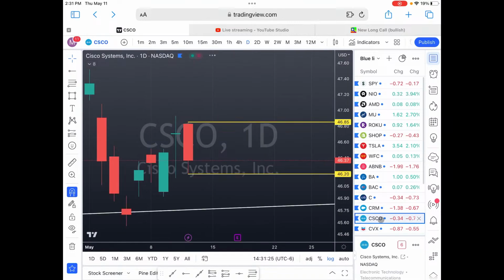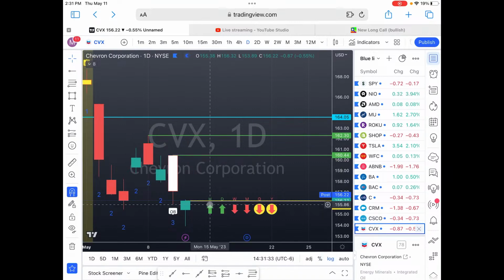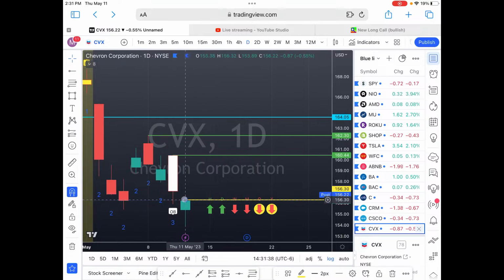We'll move on to the next one at Cisco, inside bar there, 46.85 for the calls, 46.20 for the puts. CVX, 2 down green, hammer candle. Let me move this up. There we go. Calls at 156.32 on CVX.